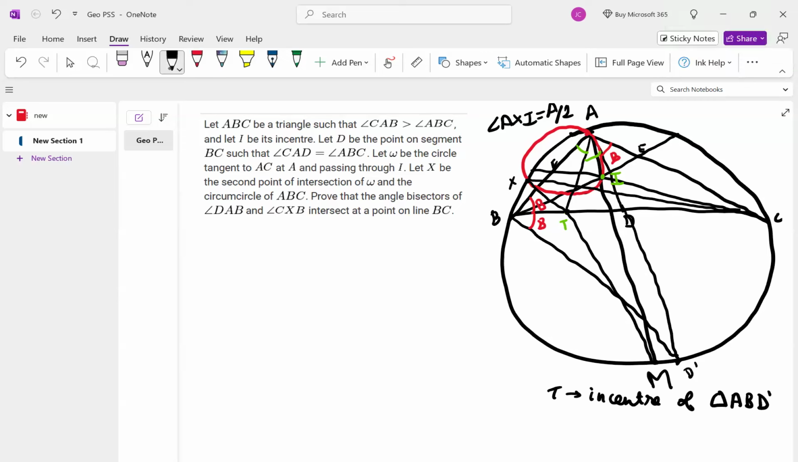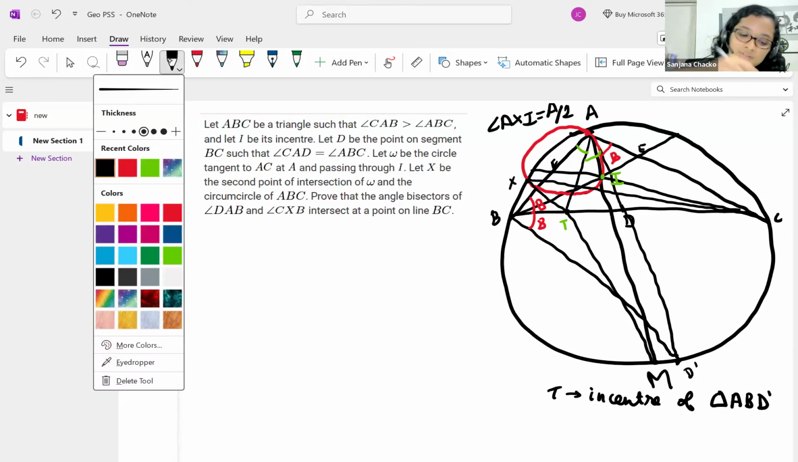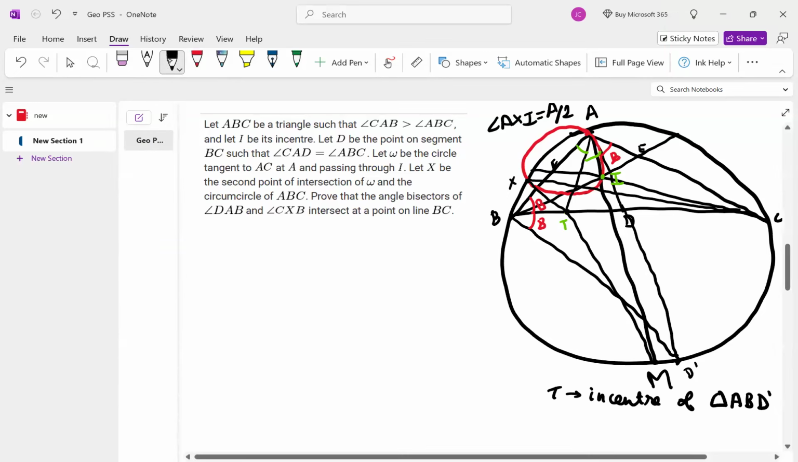So it's done. How are we done? Because it's the angle bisector AD. Okay, yes. This is a much shorter solution than the one I had in mind, but we're done.